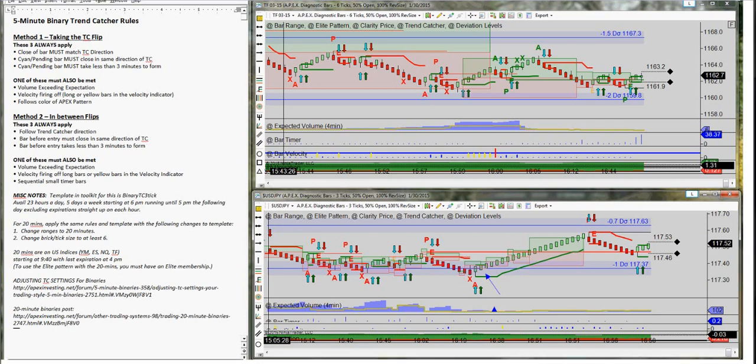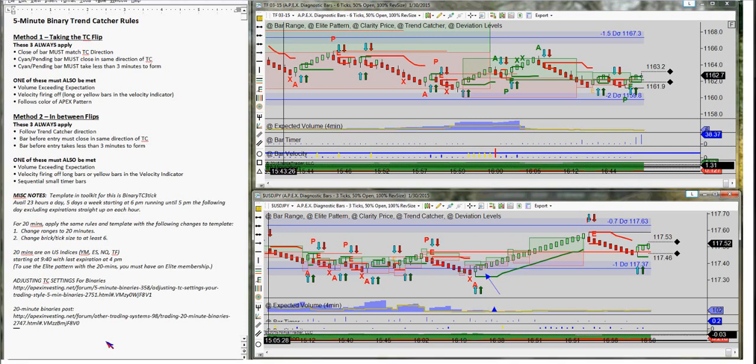What changes can you do for the 20 minutes? As far as what changes can you do, meaning changes to the template or changes to trading? Changes to the rules or the templates, indicator-wise. It's the same as the 5. You can make those 2 adjustments, which I've listed in the forum. And those are really the only 2 changes that I would make.